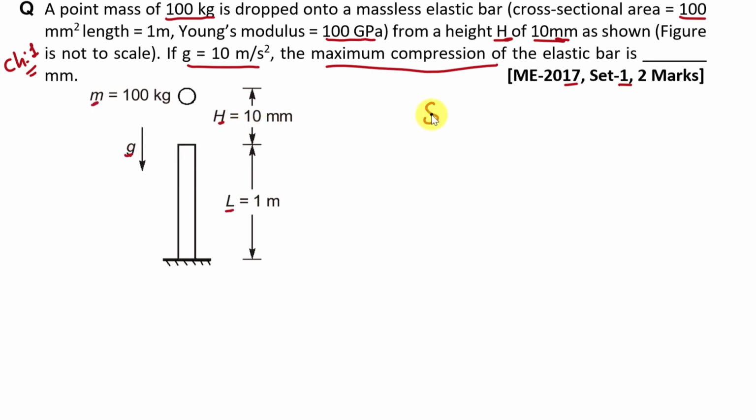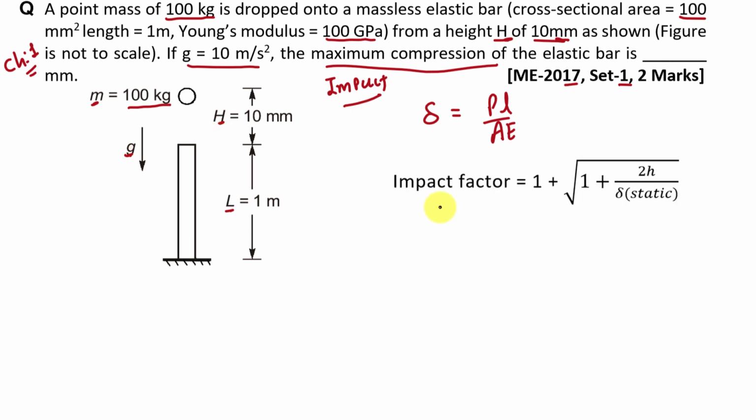Now we know that delta is equal to PL by AE. Here we have length, area and Young modulus of this bar, and here this P is axial load acting on this bar, right? But in the chapter 1 we have discussed that if we drop any mass from any height, then load by this mass will be impact load. It will be impact load. So in this case, load by this mass of 100 kg on this bar will be impact load, and we know the equation to find out impact factor for this case.